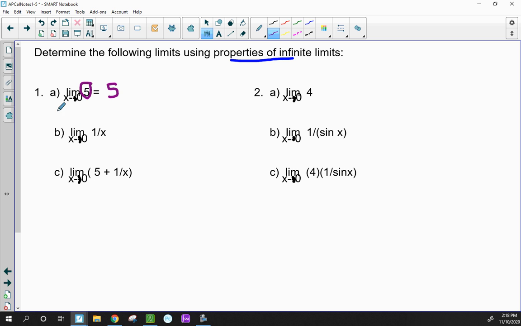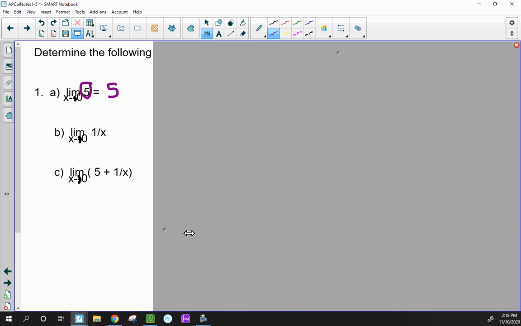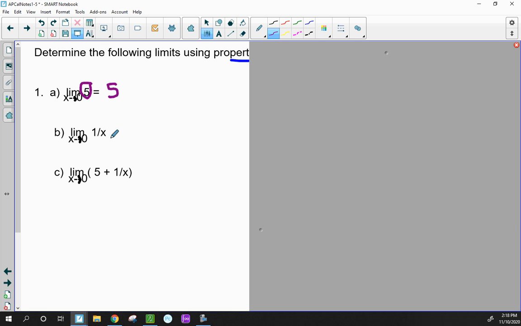Okay, on 1b, find the limit as x approaches 0 of 1 over x. Well, again, picture this as an equation. y equals 1 over x, that's just a rational function. There's an asymptote right on top of the y-axis, and we know what the graph kind of looks like. So when we're looking at it this way, hopefully in our head we're seeing this.